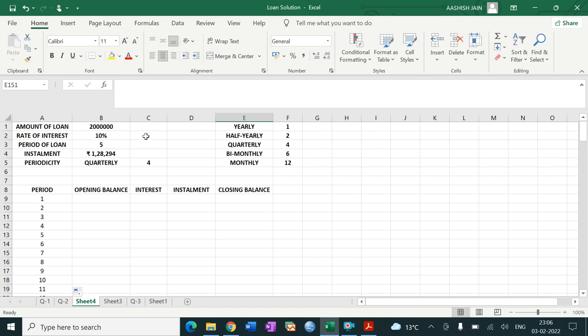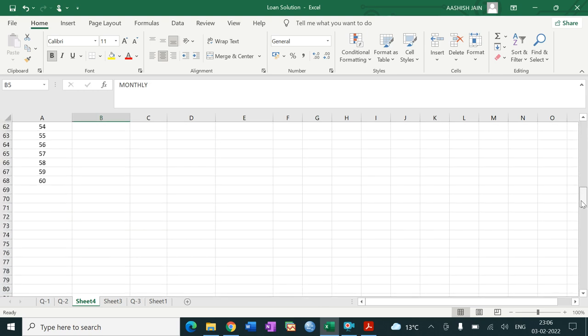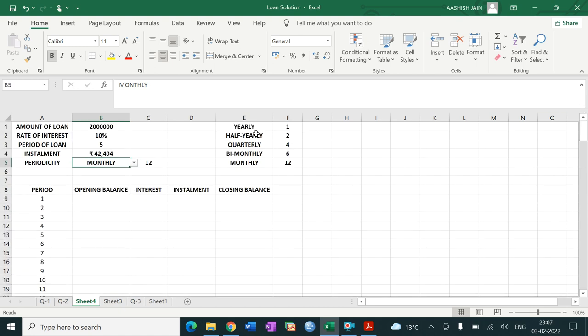It changes automatically. Now suppose I change from quarterly to monthly, the total number of periods would be 5 multiplied by 12, that is 60. See, the total number of periods is 60, right? Suppose I change it to yearly, then it would be 5 multiplied by 1, so the total number of periods is 5. Let's see the formula again. I just wrote here, if A9, that is this value, is less than the total number of periods, then we add one to the previous value, otherwise it would be blank, right?